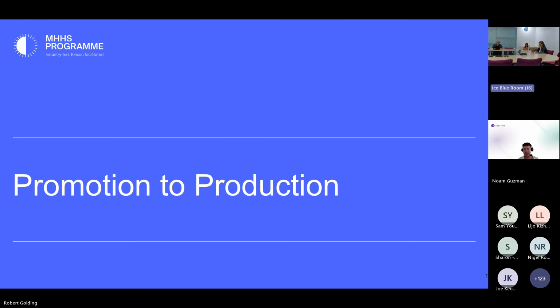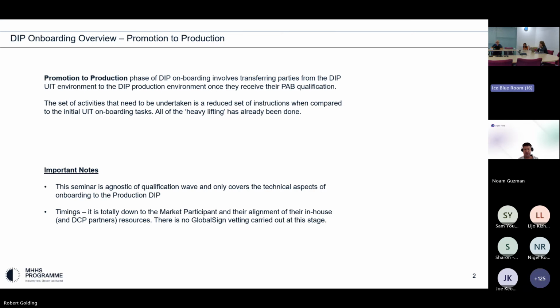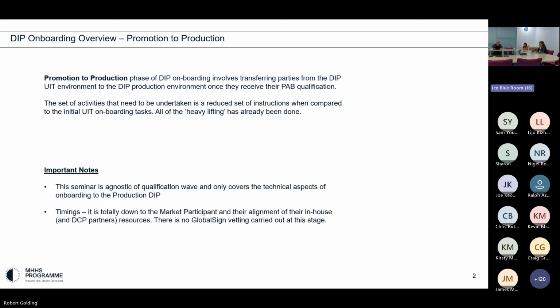This is the point where an organisation receives its PAV approval and has passed its qualification, and they need to be promoted from the UIT environment into the production environment. The set of activities that need to be undertaken is a reduced set when compared to the initial onboarding. We've tried to front-load all the tasks, and hopefully you have been going through that over the last couple of months. So the move to production is a lot simpler and easier than what's been happening.